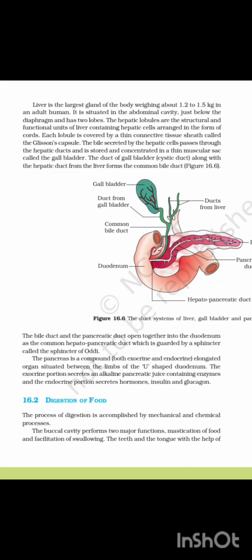The pancreas is a compound, both exocrine and endocrine, elongated organ situated between the limbs of the U-shaped duodenum. The exocrine portion secretes an alkaline pancreatic juice containing enzymes, and the endocrine portion secretes hormones, insulin and glucagon.